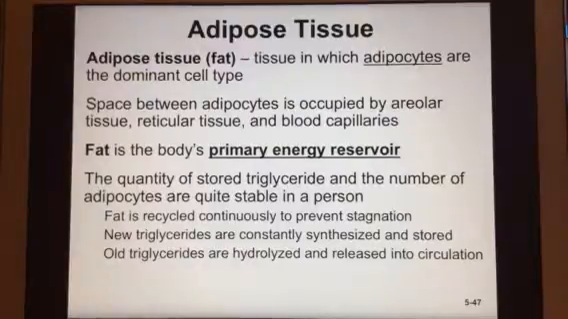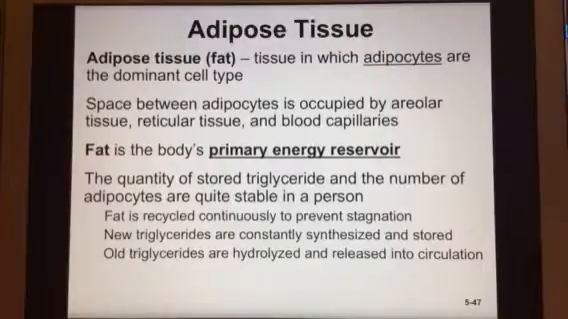The next type of connective tissue is adipose tissue, which sometimes is called fat, but it is where the adipocytes are the dominant cell type, and those cells hold or store fat molecules. The space between those cells is occupied by areolar tissue, reticular tissue, and blood capillaries. But when we look at it, we can't really see much going on. We just see those big adipocytes.